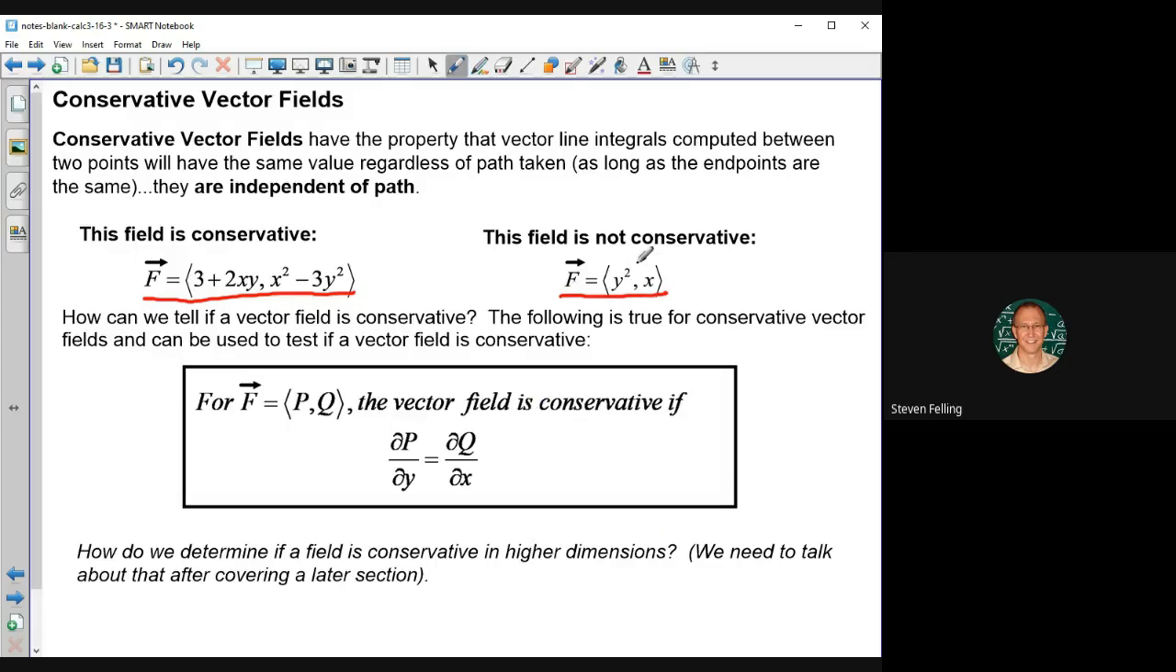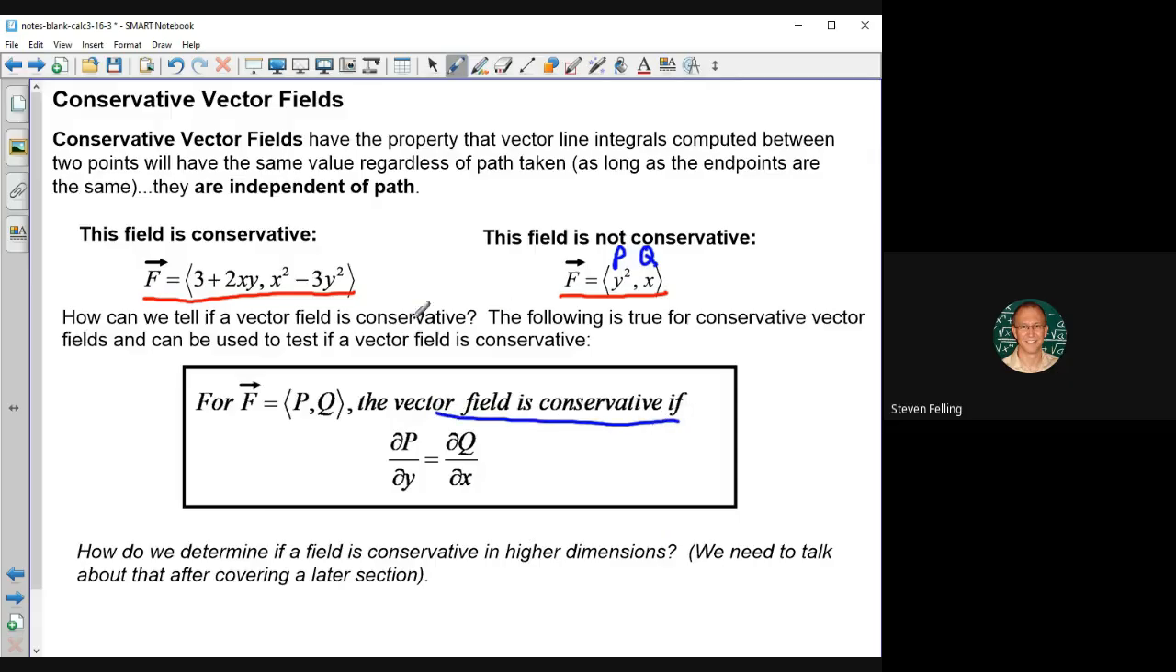Well, for a vector field in 2 dimensions, if you define the x component as P and the y component as Q, and you take the partial derivative of the x component with respect to the y variable, and the partial derivative of the y component with respect to x, if those two things are equal, then the vector field is conservative, okay?